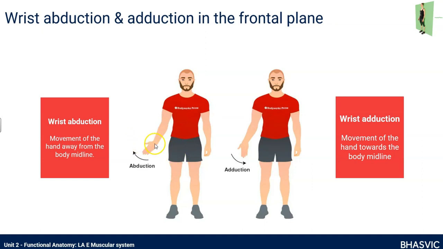wrist abduction. Wrist adduction, as you can just about see from this diagram, is where the hand is moved in the frontal plane towards the body's midline. So moving your hand away from the body's midline or towards the body's midline. Abduction and adduction happen in the frontal plane. And again, you do not need to know the muscles that cause this movement.